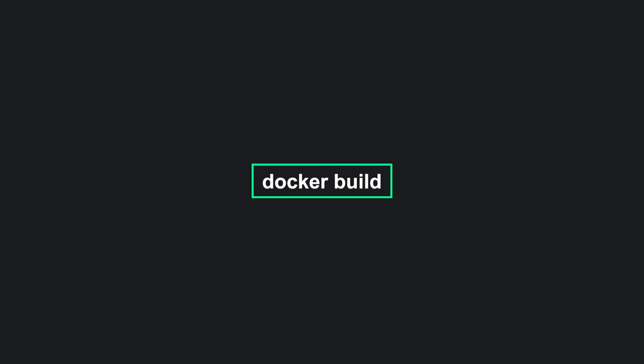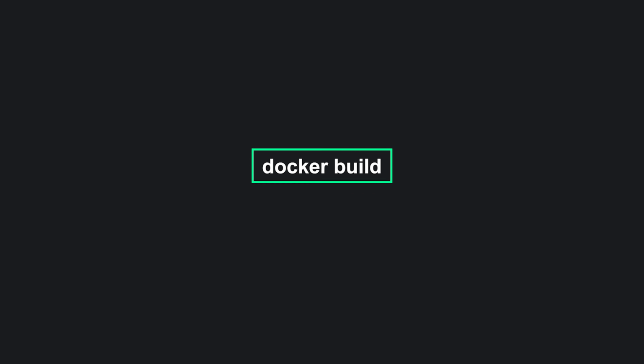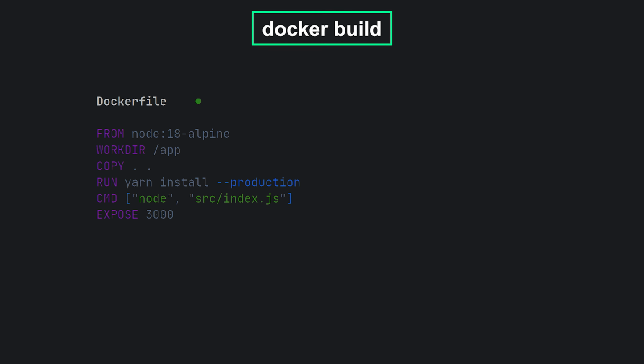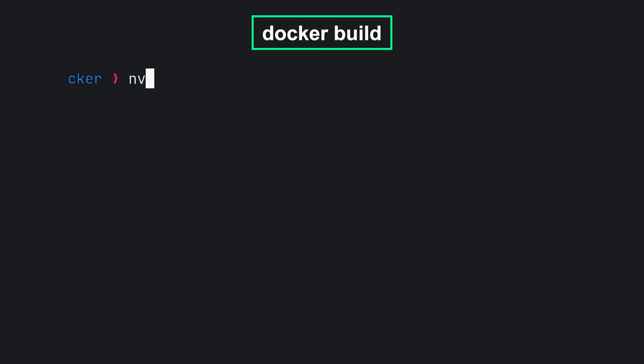The docker build command is used to build an image from a Dockerfile. A Dockerfile is a file that contains a set of instructions that are required to build an image, and contains all the information an application would have. To show you, I have created a demo to-do list project. In the root directory of the project, I am creating a Dockerfile.